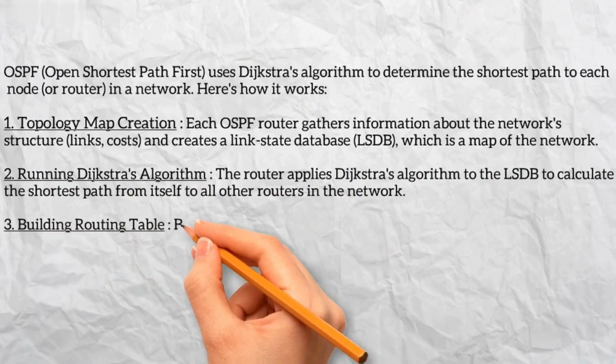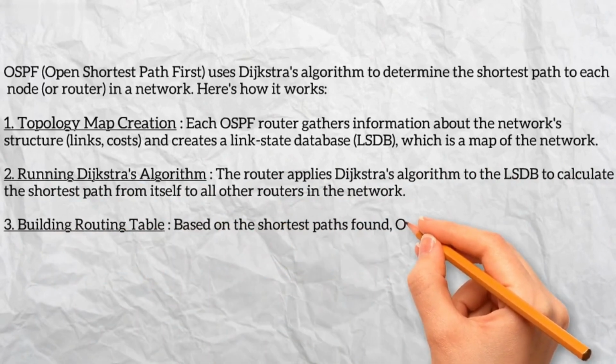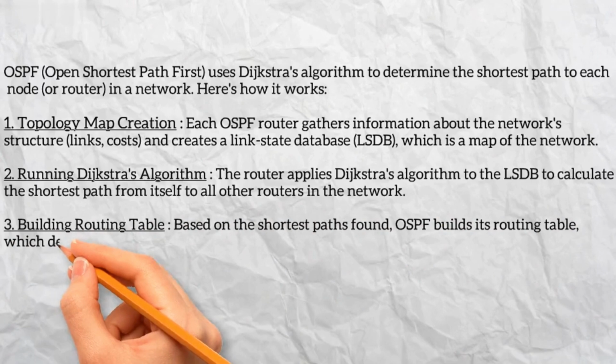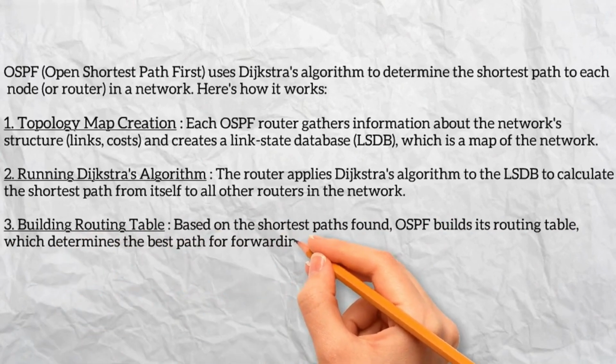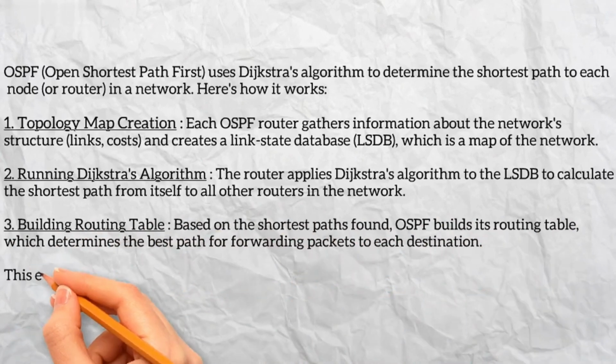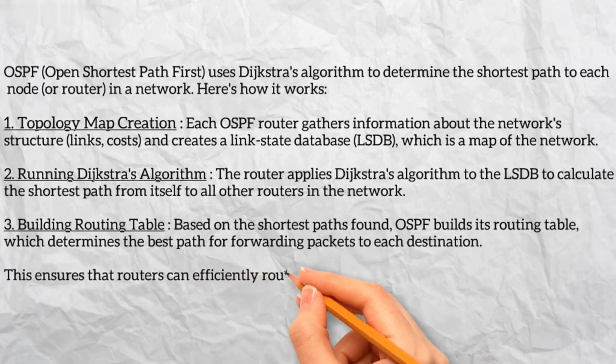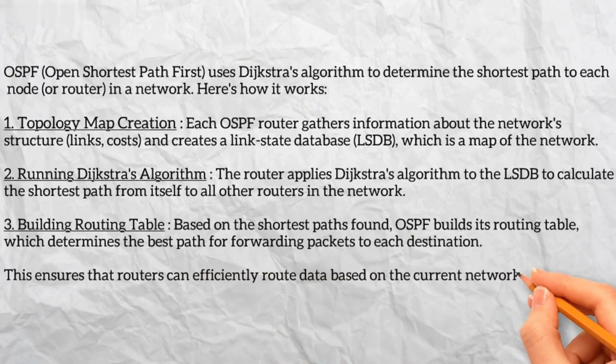3. Building routing table. Based on the shortest paths found, OSPF builds its routing table, which determines the best path for forwarding packets to each destination. This ensures that routers can efficiently route data based on the current network topology and link costs.